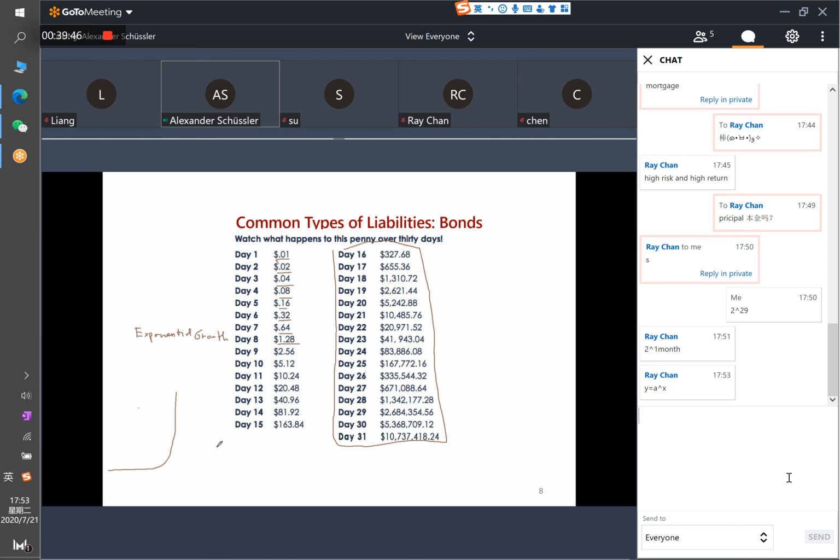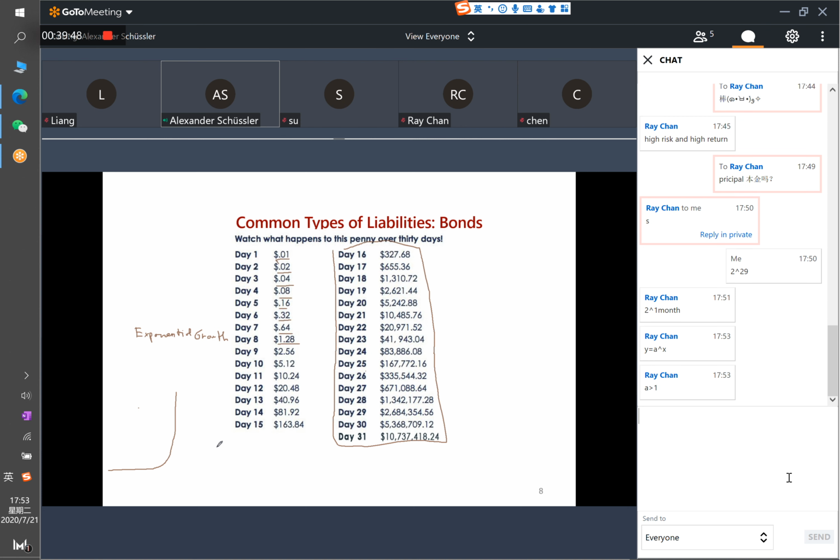You have to take it to the power of 30, and then you have to divide it by 100 at the end, because you want to have it in dollars and not in cents, of course. But do you see how powerful this effect is?